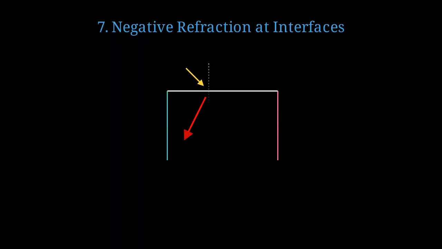At an interface with negative index material, Snell's law still applies, but with counterintuitive results. Look at this dramatic difference. Light enters the negative index material and bends to the same side of the normal, not across it. Snell's law with negative n2 means the refracted ray appears on the same side as the incident ray.